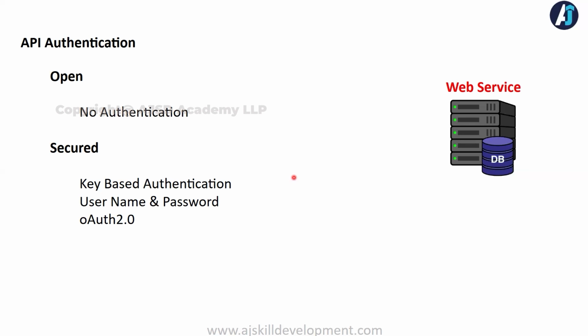So when we are discussing secured authentication, different types of authentication exist. One is simple key based authentication, another is username and password, and another one is OAuth 2. We will be seeing some of the authentication types in the upcoming videos. So basically the broad classification is open APIs, and we have secured APIs also. Okay, so let's move on.